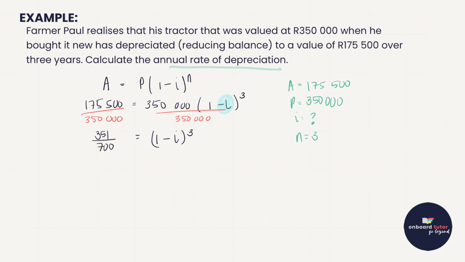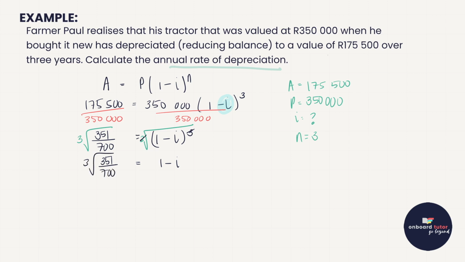And then, very similar to what we saw in the previous example, we're going to take the cube root here, and what we do to the one side, we do to the other side. If we do that, then that cube root and that cube end up cancelling each other out. So we have 1 minus i is equal to the cube root of 351 over 700.